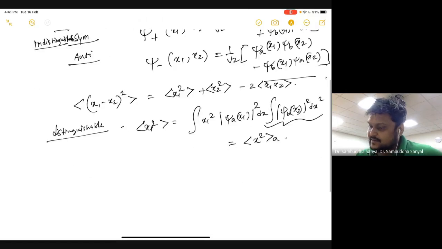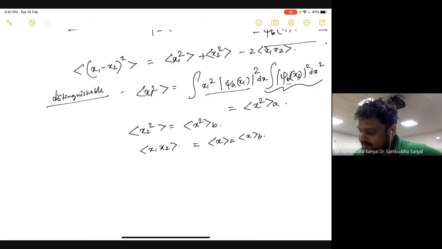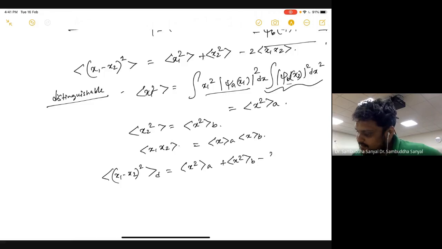Similarly, I can calculate x2 square. That will give me x square average in b. And for x1 x2, which you can show very easily, the x1 will come in this part and x2 will come in this part, and you will get xa xb. So this whole quantity is x square a plus x square b minus 2 xa xb.